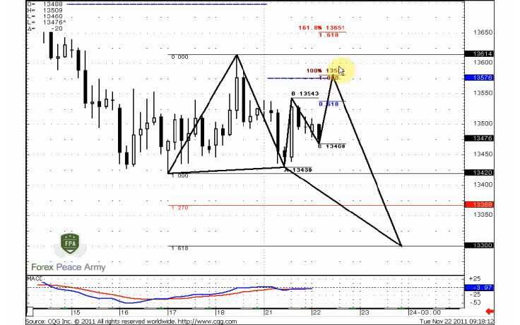So that's all for today. Wait for the clear signals. Keep an eye on this couple of levels that we have discussed, and good luck.